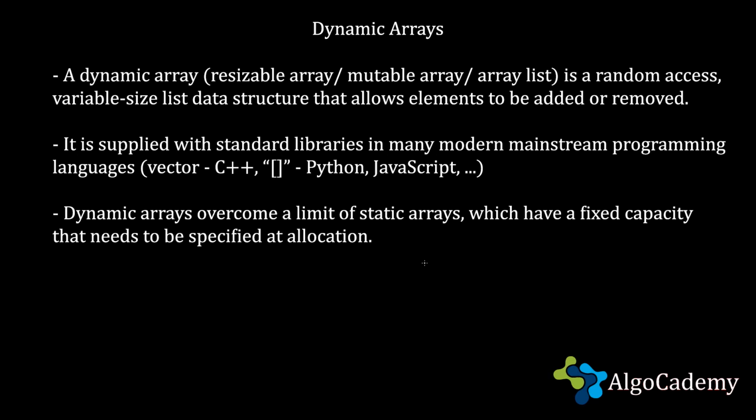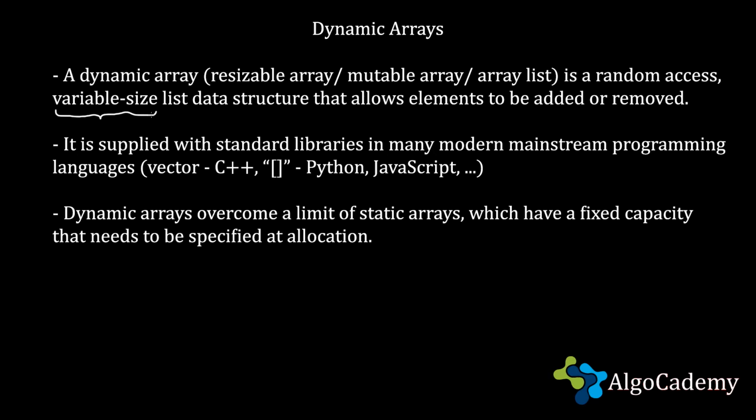A dynamic array, or how it's also called resizable array or mutable array or array list, is a random access, variable size list data structure that allows elements to be added or removed. So the main difference between a dynamic array and a static array is actually here, variable size. Remember, when we wanted to use a static array, when we allocate that array, we need to provide the constant size that that array is going to have throughout its lifespan. Here, we don't need to do that.